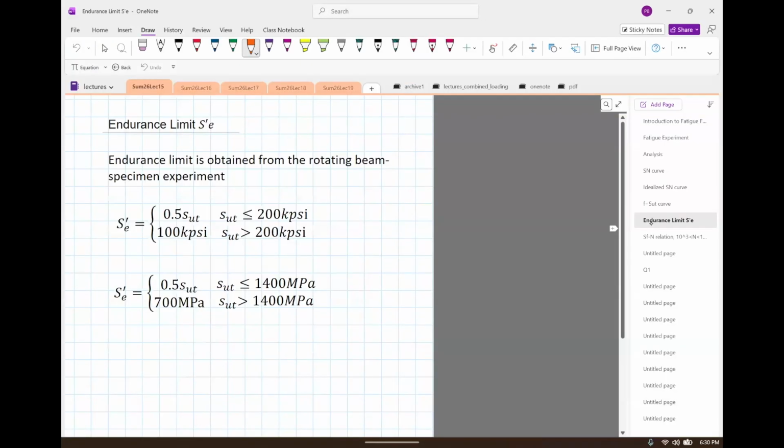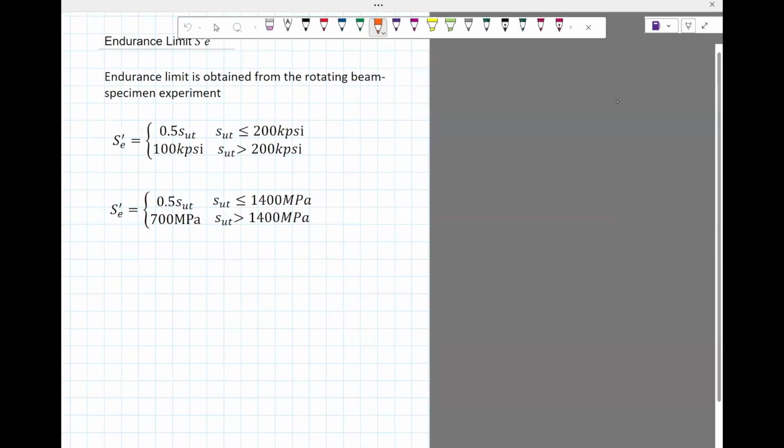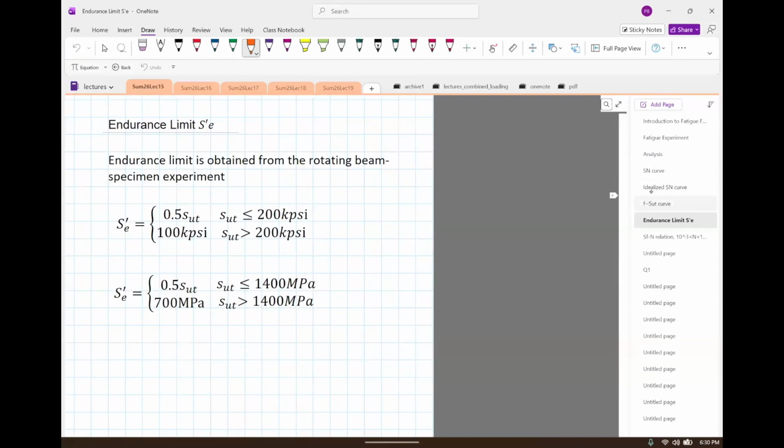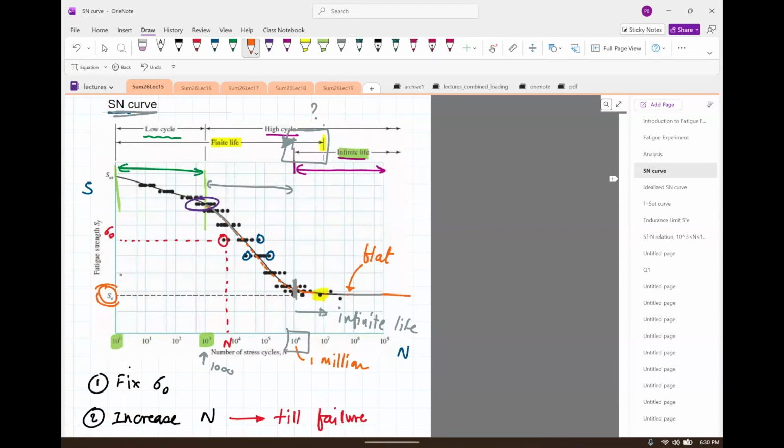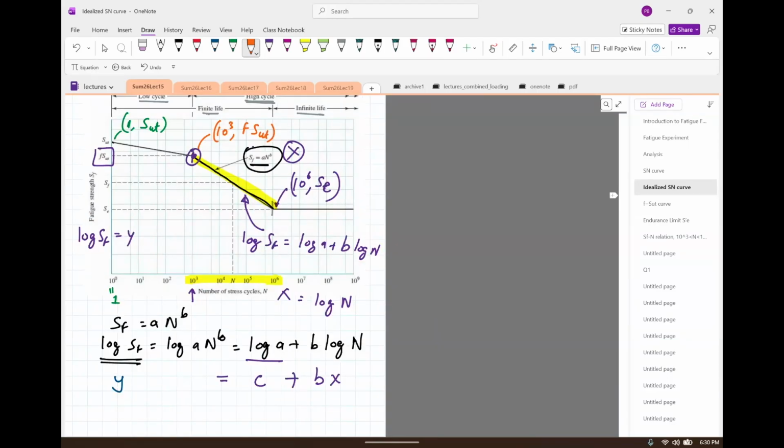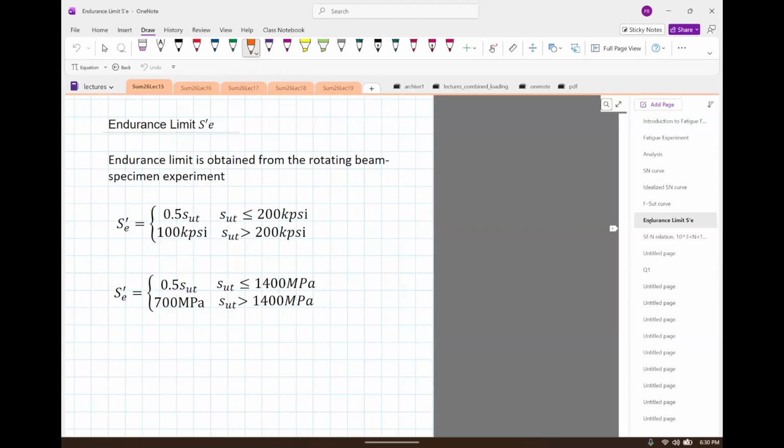Okay, so we still have not got the endurance limit. Now, endurance limit is actually something which is obtained from experimental data. So here we have the ideal SN curve, sorry, the SN curve. Here the SE, just like this F times SUT, was obtained from experimental data. Anything on this y-axis was obtained from experimental data. It turns out that people have found that the endurance limit is actually pretty straightforward to write down. It's basically this formula.